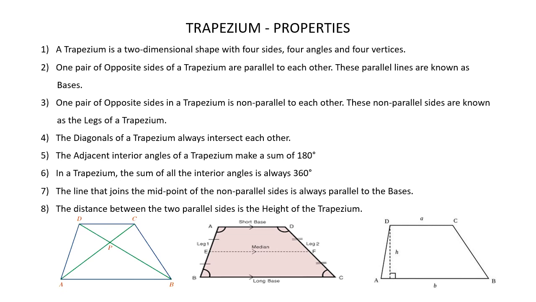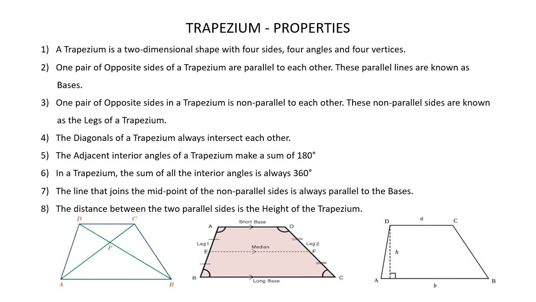Here AD and CB are the opposite sides, and these are not parallel to each other. These non-parallel sides are known as the legs of the trapezium. So AD and CB are the legs of the trapezium.